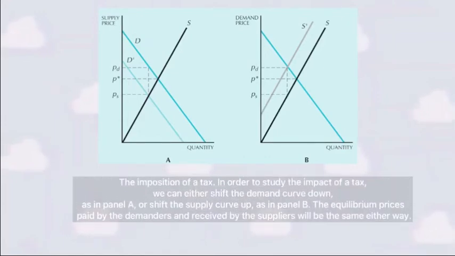The imposition of a tax. In order to study the impact of a tax, we can either shift the demand curve down, as in panel A, or shift the supply curve up, as in panel B. The equilibrium prices paid by the demanders and received by the suppliers will be the same either way.